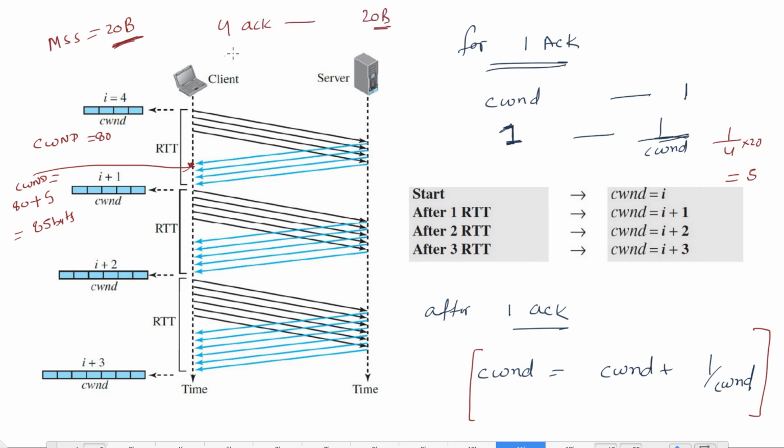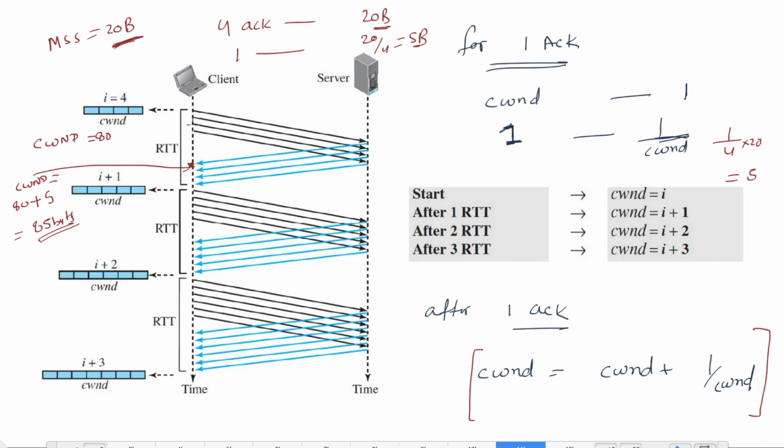And now my question was, after 1 ACK, how much are you increasing? You are increasing 5 bytes. But that kind of question won't be asked, I'm just telling you how it is happening. So you should remember that after the whole window, you are increasing by 1. In this case, after the whole window, you are increasing by 1 again, right? After the whole window, you are increasing by 1. That's what you need to remember.